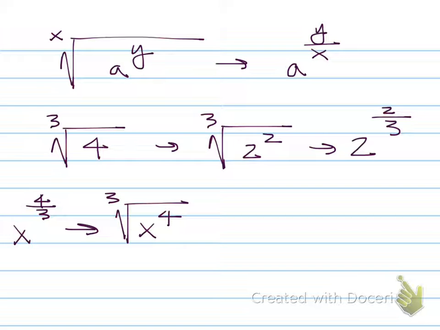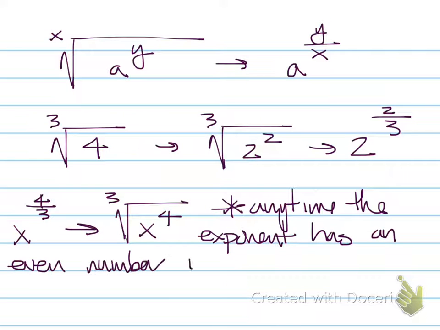X to the 4/3 power, if we wanted to change that to radical form, we would keep x up under the radical sign. That's still going to be the base of our exponent in the radicand. The 3 in the denominator will become the index of our radical, and the 4 in the numerator will be the exponent for our radicand.